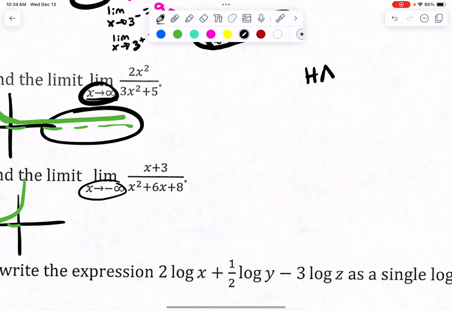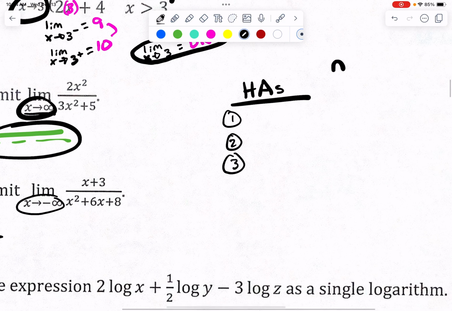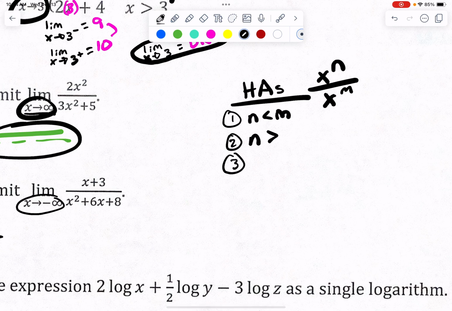The rule for HA, trig kids, you're going to be well versed in this. Number 1, number 2, number 3. You look for n and m. N is the degree of the numerator. M is the degree of the denominator. So if n is less than m, if n is greater than m, and if n is equal to m, you have different rules. Okay?